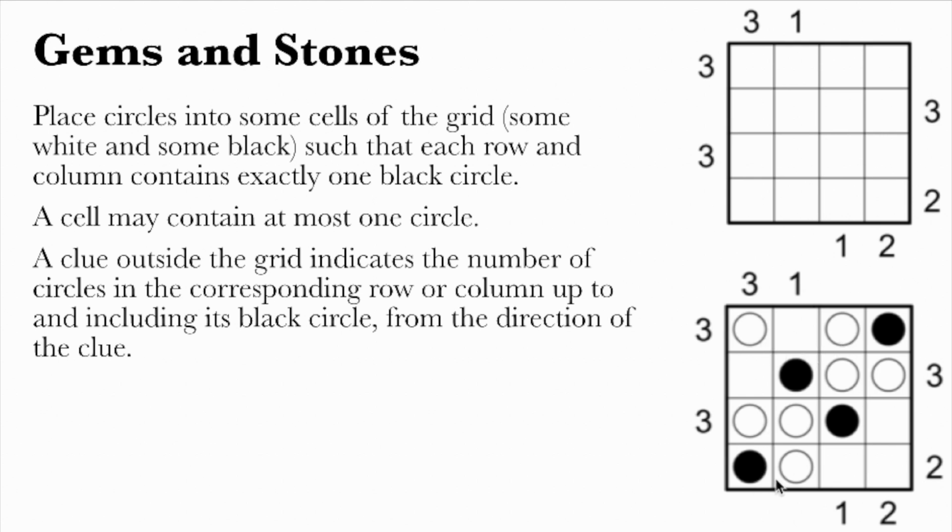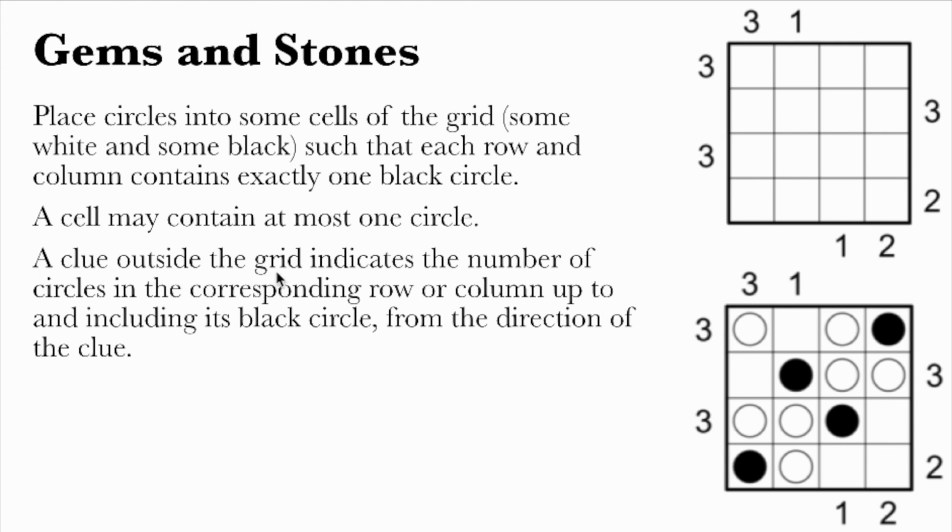You can see in the example solution here that in the first row there is exactly one black circle and some white circles, but the rule is only about the black circles. And in this first column there is one black circle. In this last column, there's still one black circle and one white circle, but again, that does not matter. It's just the black circle that counts. A cell may contain at most one circle. That is pretty obvious, but spelled out for completeness here.